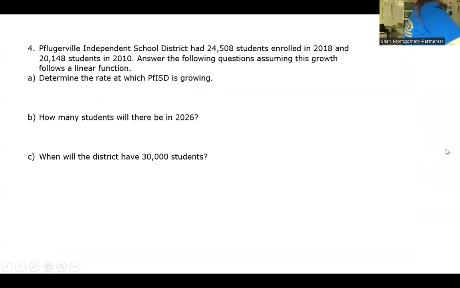Okie dokie, we're going to flip over onto the back. So on the back side, it says that Floresville Independent School District had 24,508 students enrolled in 2018. So we're going to do the same kind of thing. We've got the year and the population. So it says that in 2018, I have about 24,000.